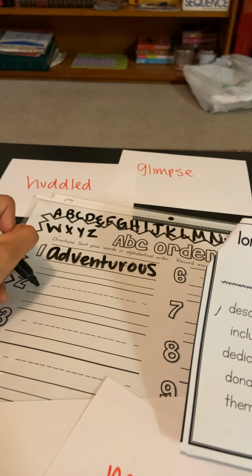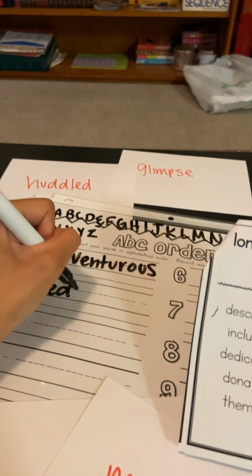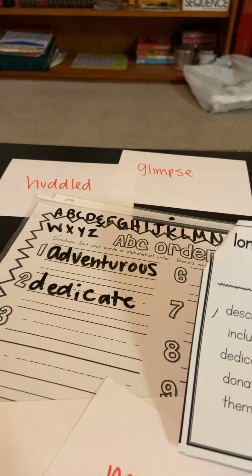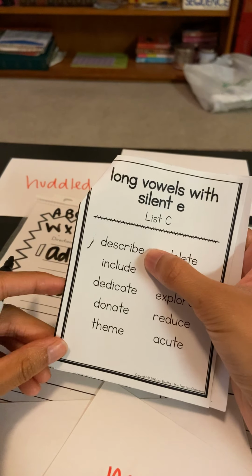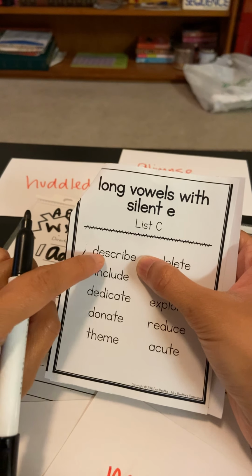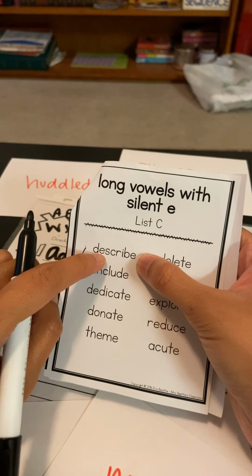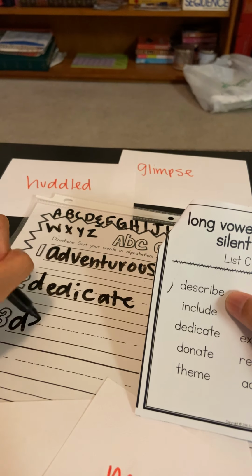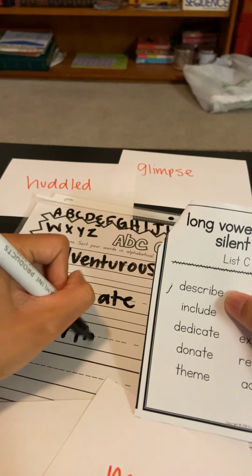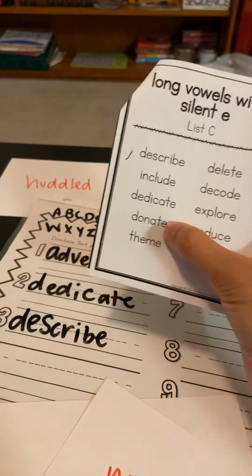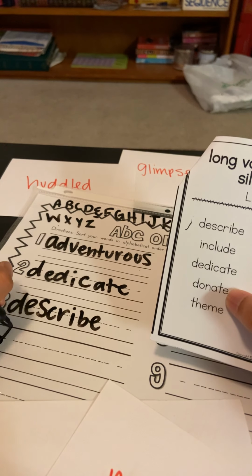So I'm going to write it here in spot 2. Dedicate. Okay, now I know after doing that long process, describe will come next because it's still at the beginning of the alphabet, starting with a D and it has E-S, okay, which is before O. So I'm going to write describe. And I know that I have one more D word and it is donate. So that'll be number 4.